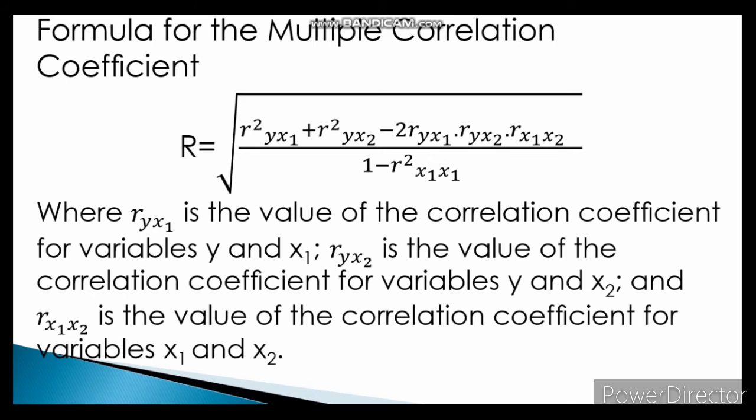where R sub y x sub 1 is the value of the correlation coefficient for variables y and x sub 1. R sub y x sub 2 is the value of the correlation coefficient for variables y and x sub 2. And R sub x sub 1 x sub 2 is the value of the correlation coefficient for variables x sub 1 and x sub 2.